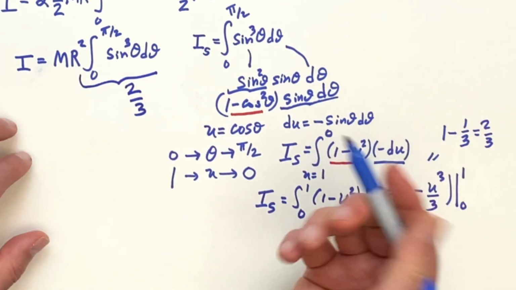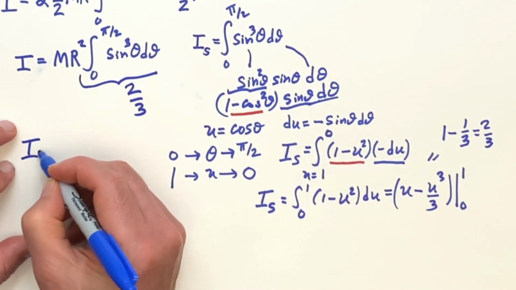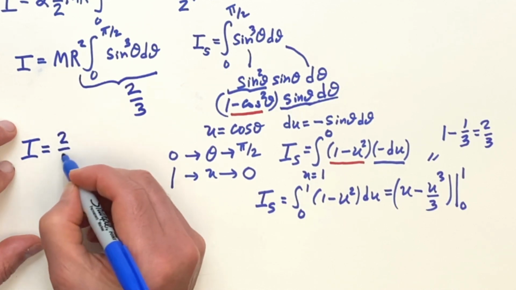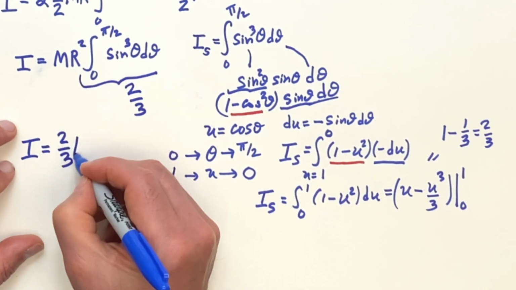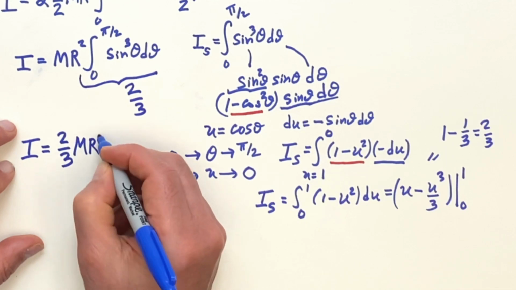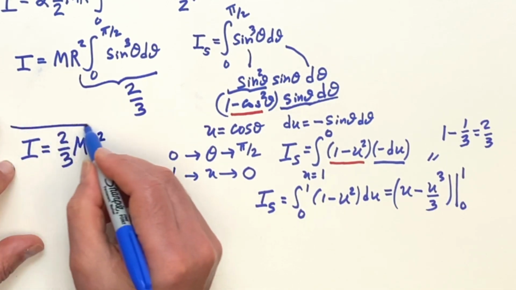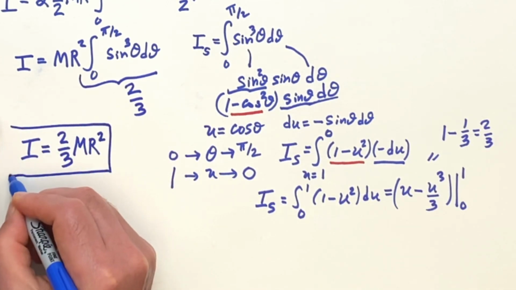We have our answer. The moment of inertia for a shell is 2/3 mr squared. And the units come out right: mass times a length squared. So that's the shell.